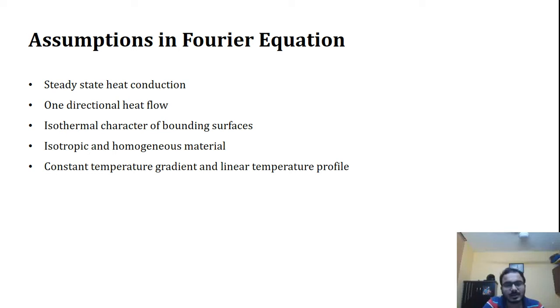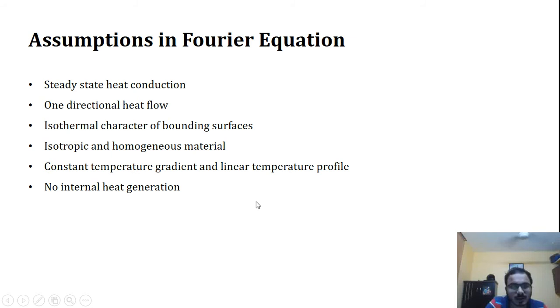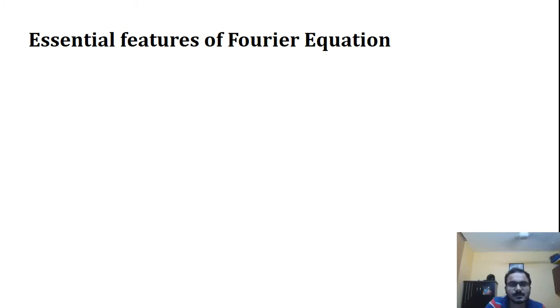Constant temperature gradient and linear temperature profile. So what is the meaning of this? Here, this temperature gradient is assumed to remain constant and the temperature profile is assumed to be linear. So the temperature profile will be of simple character. And there is no internal heat generation, so we have assumed that there will not be any kind of heat generation or heat addition inside the walls.